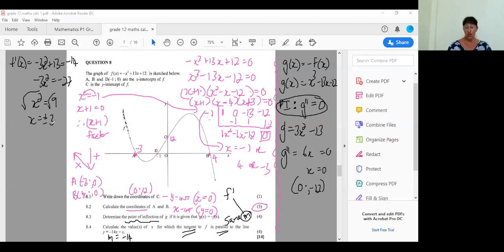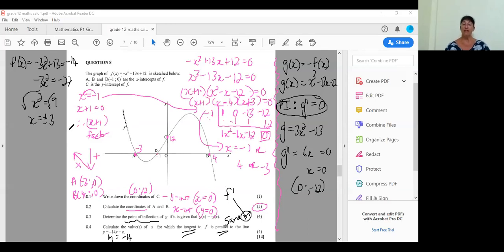Had they asked you for the coordinates of the points where the tangent is parallel to the line, you would have had to take this and put it back into the original function, because these are points on the original function.